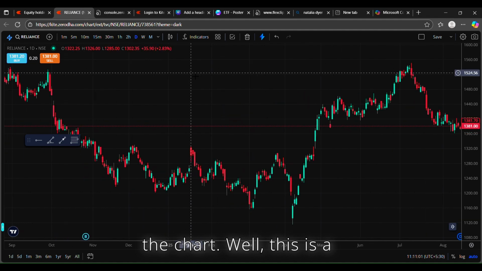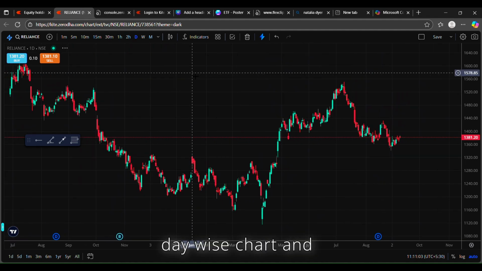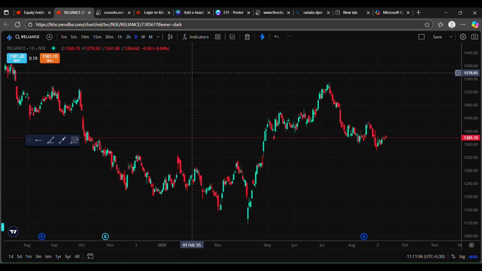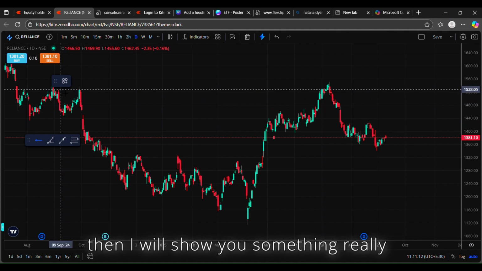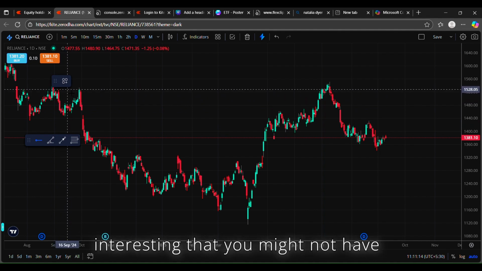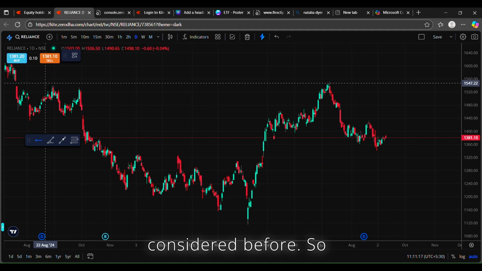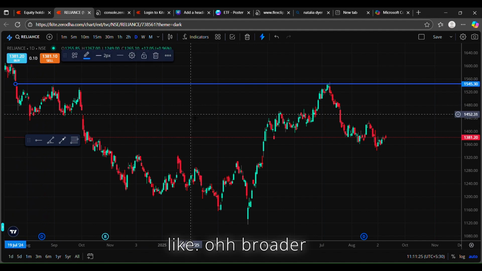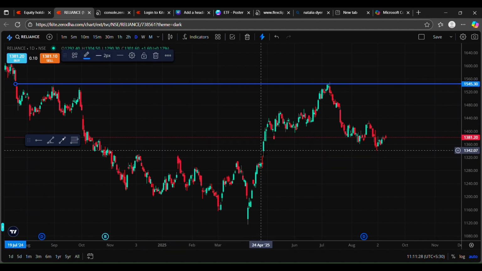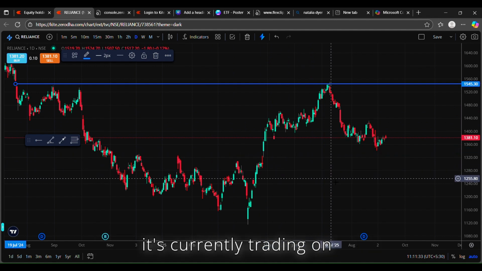Well, this is a day wise chart, and first, we will do a daily basis analysis and then I will show you something really interesting that you might not have considered before. So, this is a very broader point of resistance for this company. It's currently trading at 1381 rupees. The market is on.